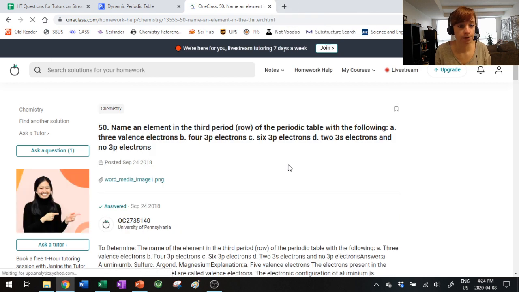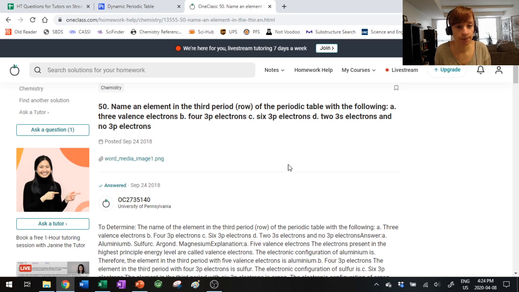Okay, so now we are going to name an element in the third period, or the third row, of the periodic table with the following. So we need to name an element with 3 valence electrons, 4 3p electrons, 6 3p electrons, and 2 3s and no 3p electrons.